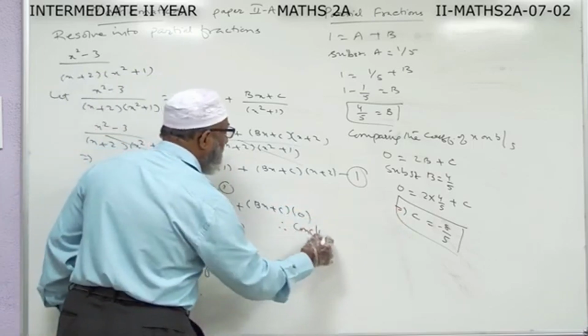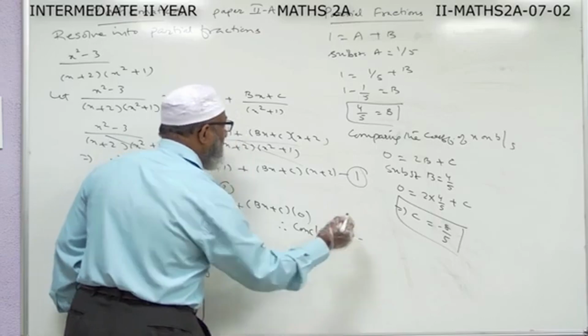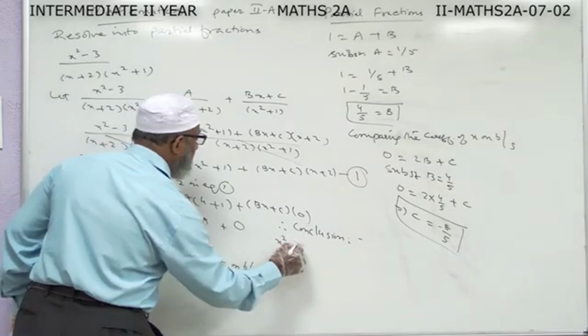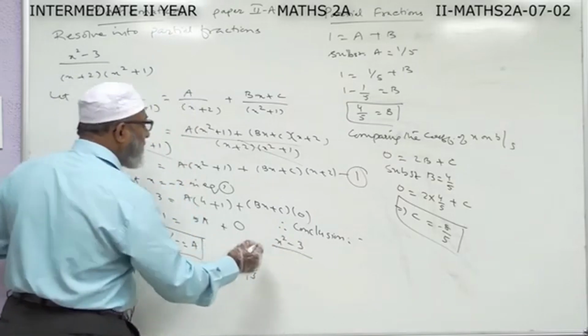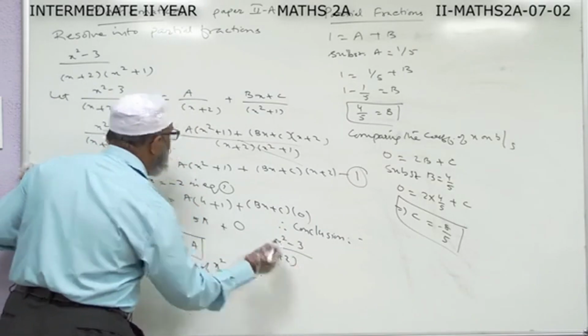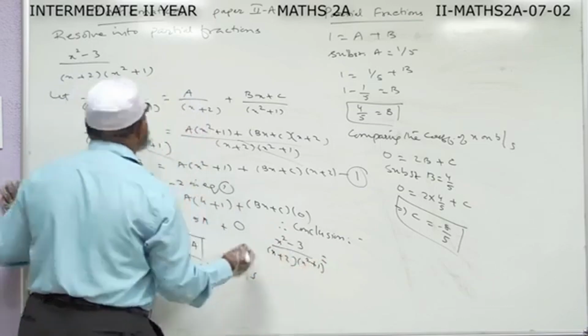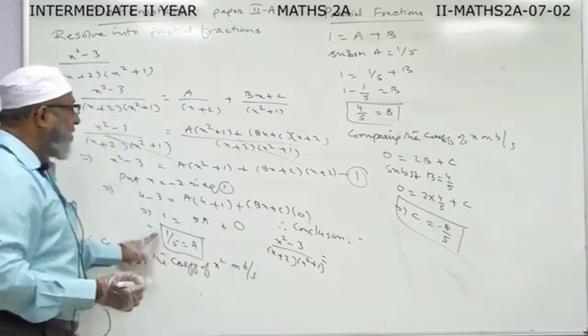Therefore, the conclusion is, x square minus 3 divided by x plus 2 into x square plus 1 is equal to a. What is a? 1 by 5.